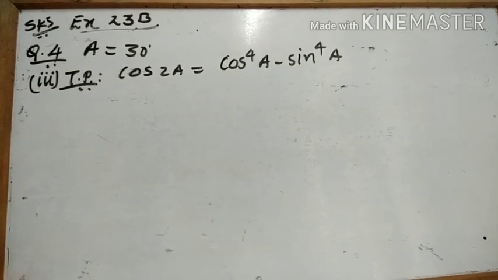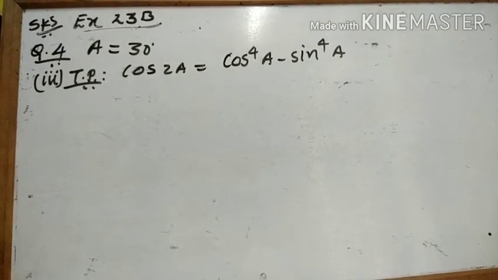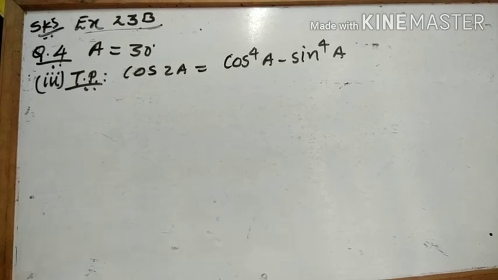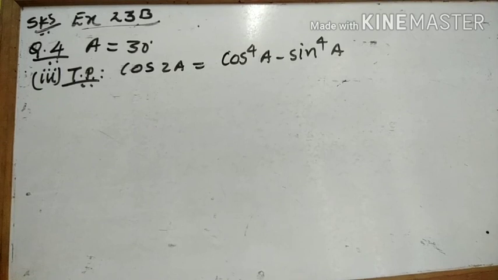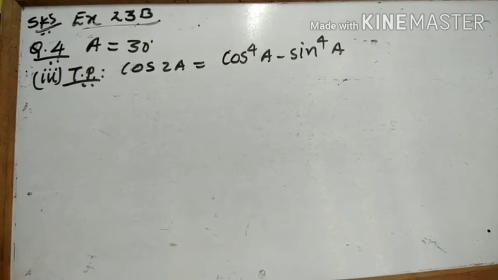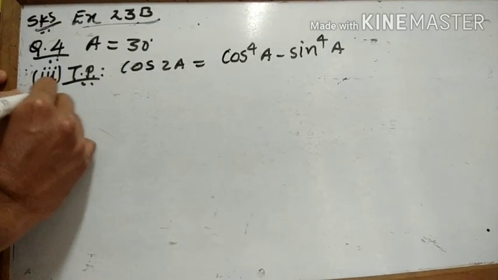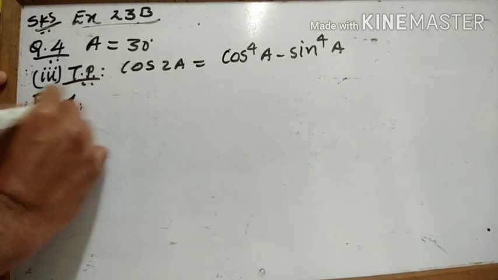Exercise 23b, question 4, sub question 3. Value of angle A is 30 degree. We are supposed to prove that cos of 2A is equal to cos raised to 4A minus sine raised to 4A. As usual, this is nothing else but proof, so I will write down proof.